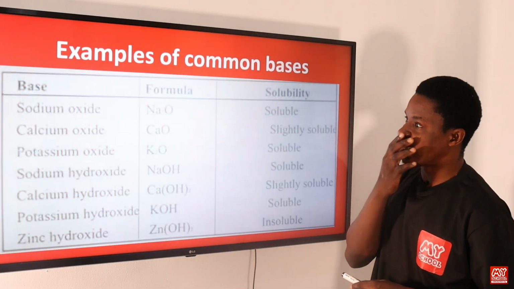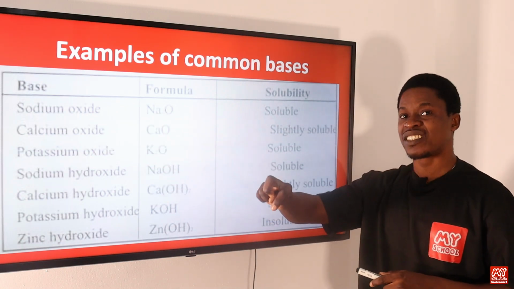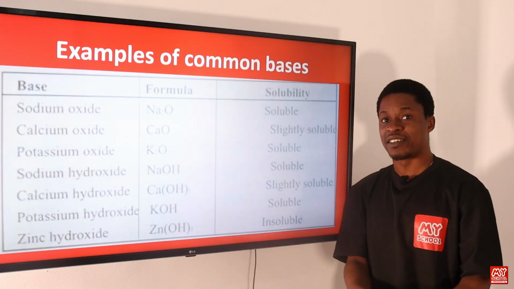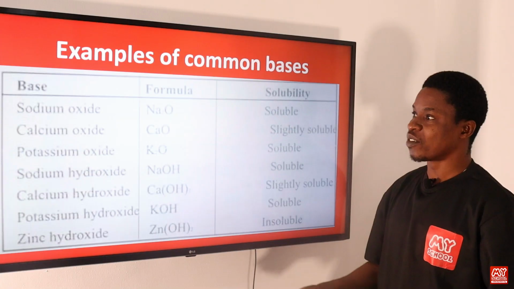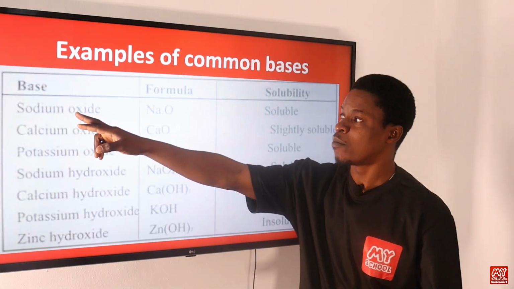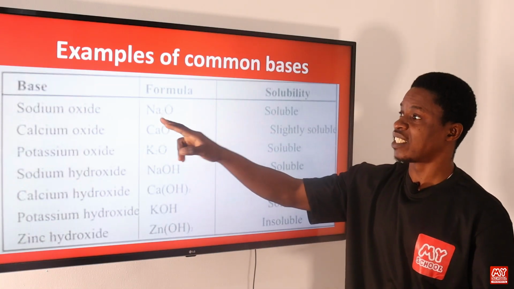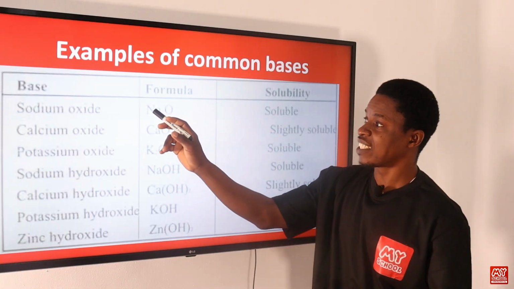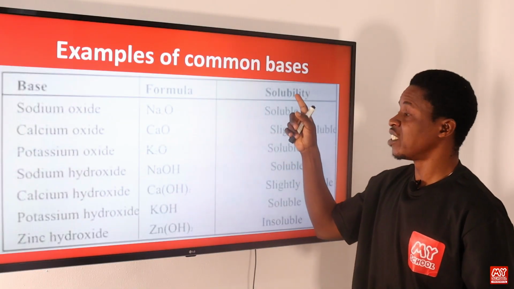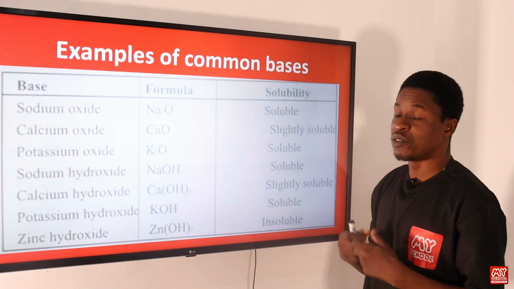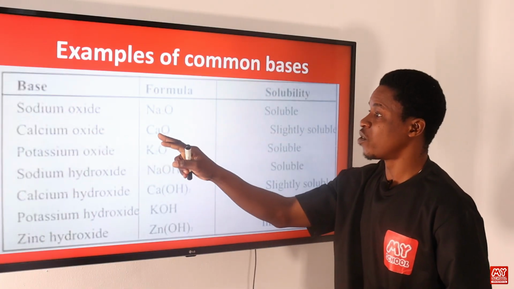Examples of common bases, as you can see, we have sodium oxide. That's why we said oxides of metals or hydroxides of metals are usually bases. Sodium oxide is one of the common bases, that is Na2O, and we see in solubility it is actually soluble when you dissolve it in water or in aqueous solution. We have calcium oxide as another one.